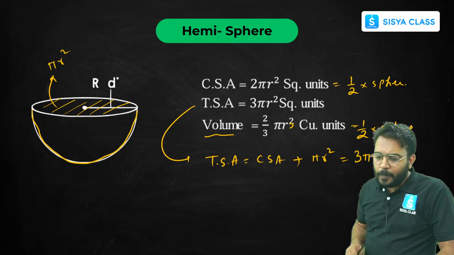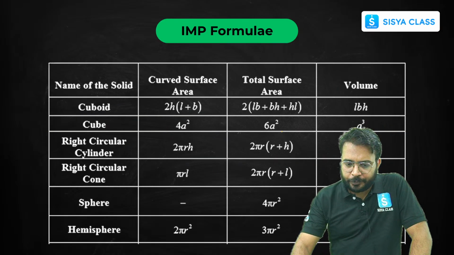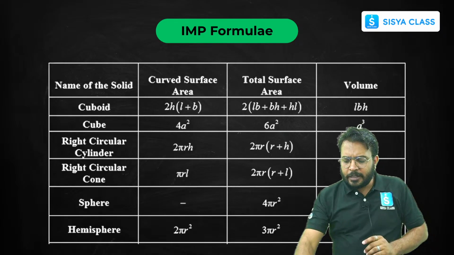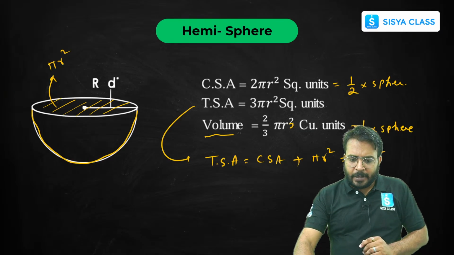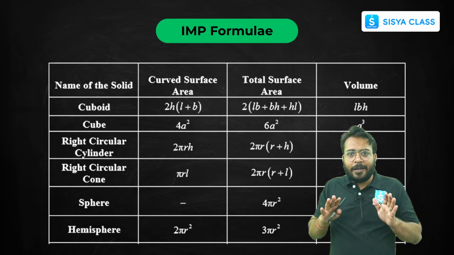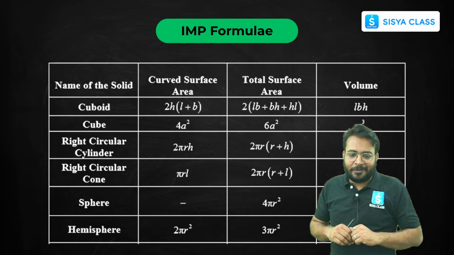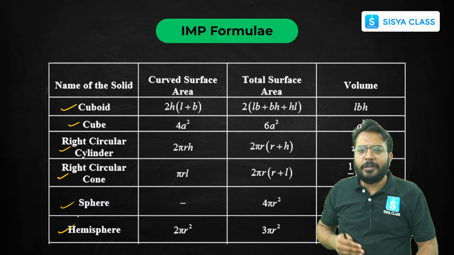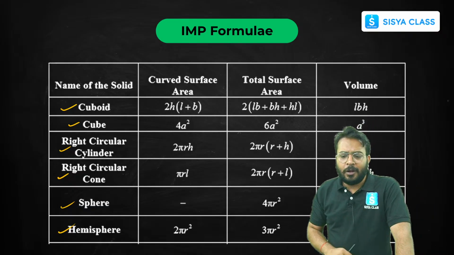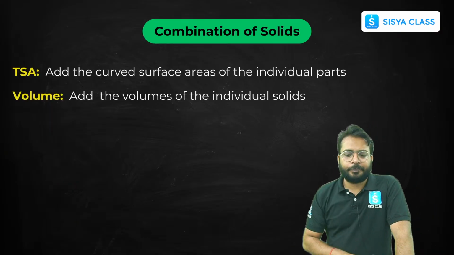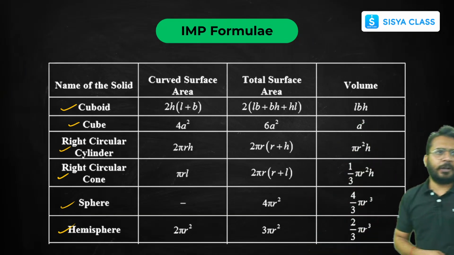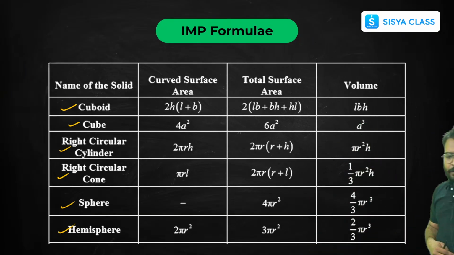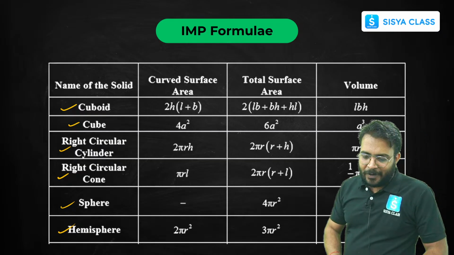Now these are the important formulas. That has to be on your fingertips, for cuboid, cylinder, cone, sphere, and hemisphere. So please remember the curved surface area, total surface area, and volume. If you want, while watching the videos, you can take the screenshots. That's fine.